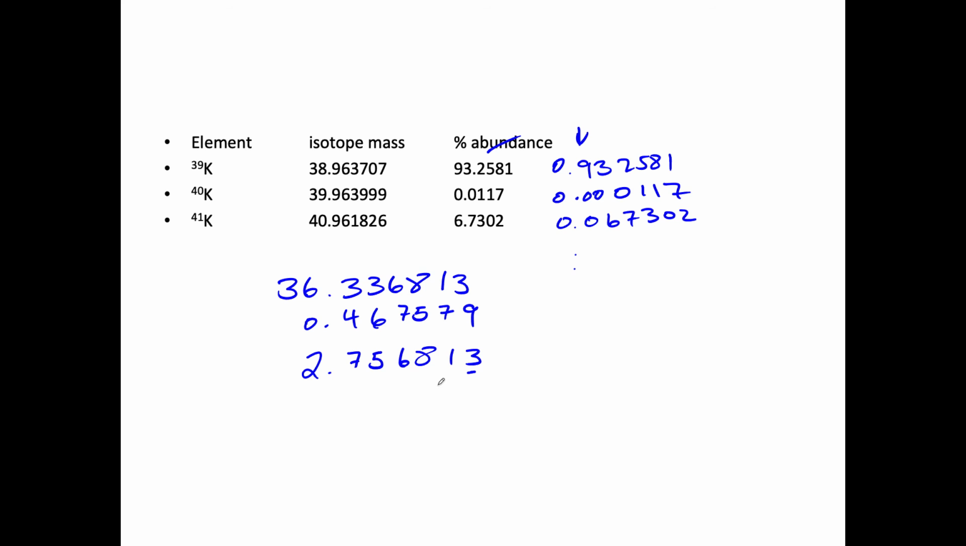So 2.756813 plus 0.004676 plus 36.336813, and we should have close to 39. We do: 39.098302, and that is the average atomic mass of potassium. And that is the end of my lecture.